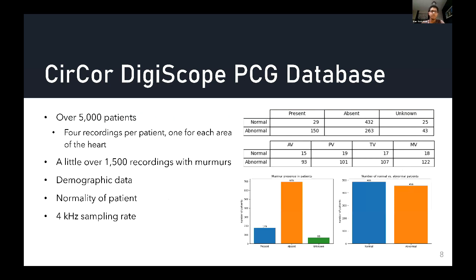Now, this database contains over 5,000 patients with clinically verified analysis of each heart sound recording. Each patient in this database contains recordings at each of the heart valves. There are four heart valves, so they have four heart sound recordings. And each of these heart sound recordings is sampled at 4 kilohertz. This provides a computational basis for heart sound analysis.